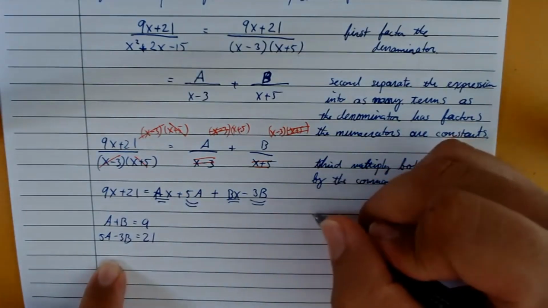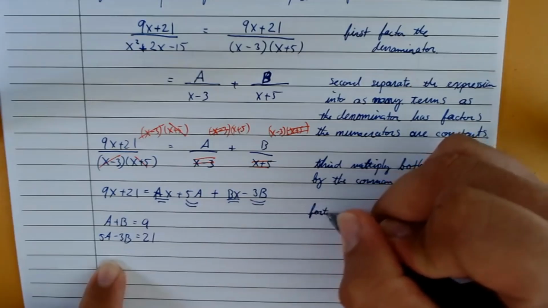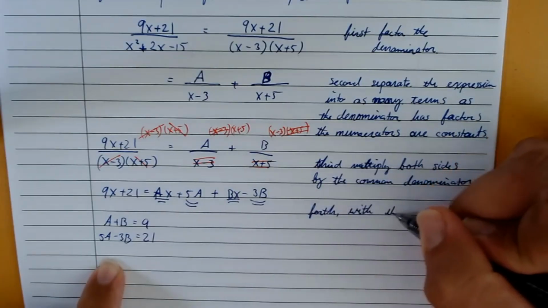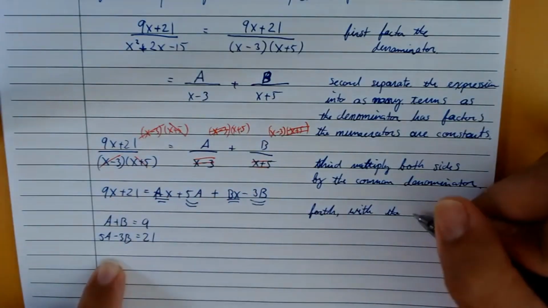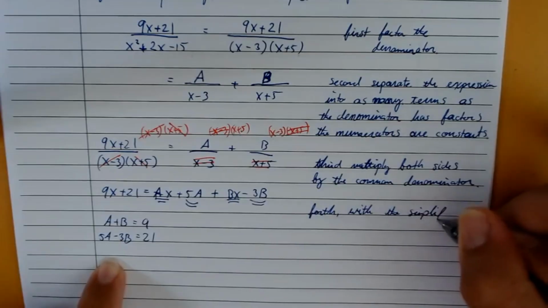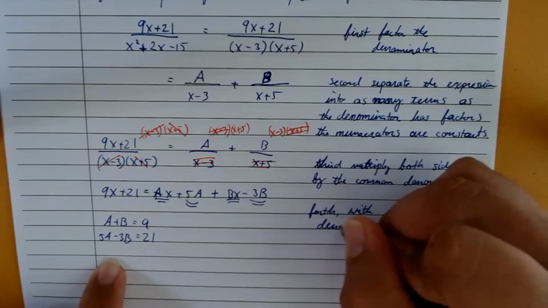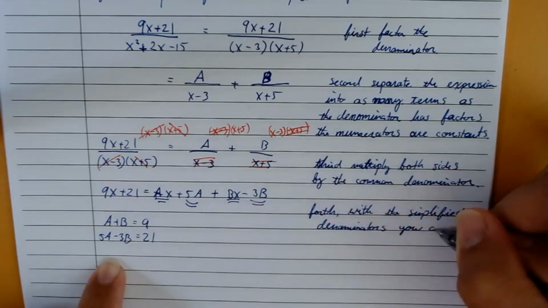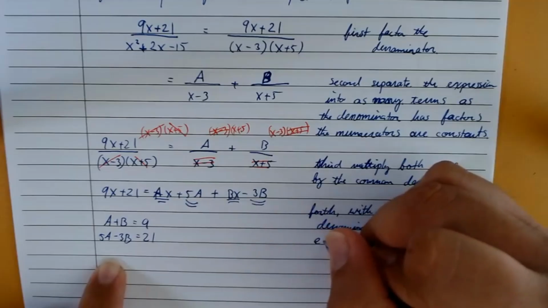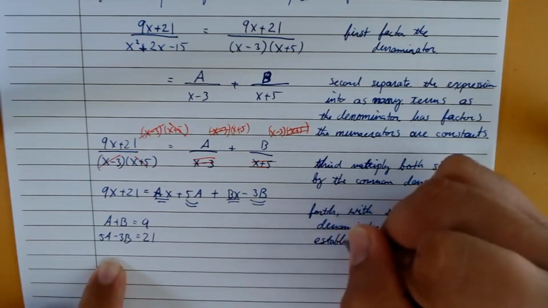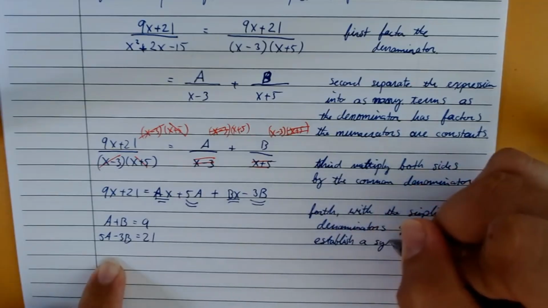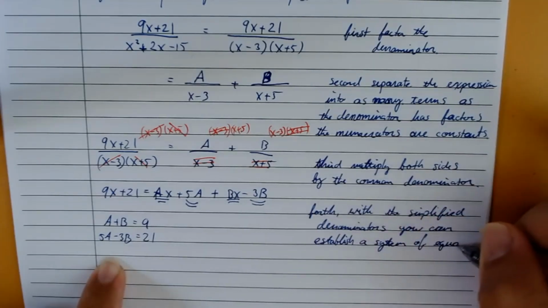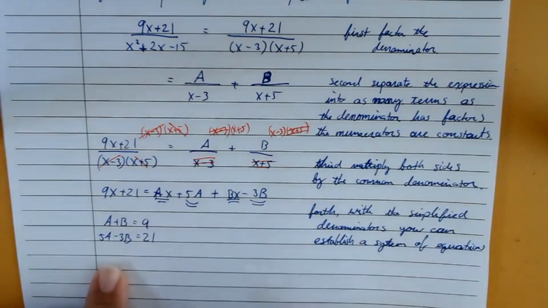So, fourth, with the simplified equation, the one after you've gotten rid of all your denominators, you can establish a system of equations, and finally, fifth, solve the system.